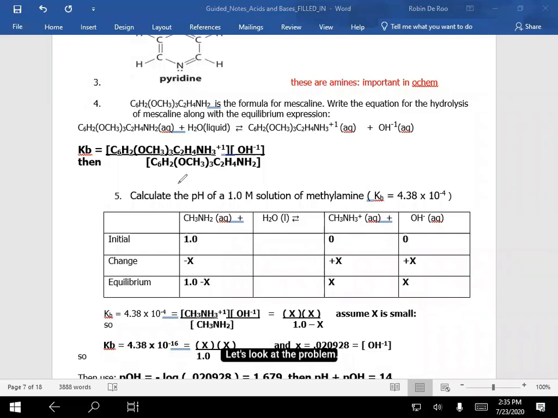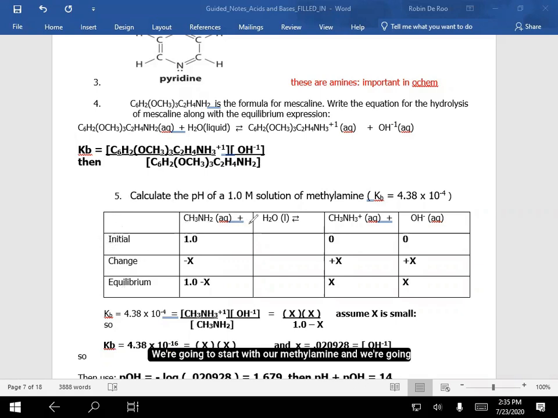Okay, let's look at the problem. We're asked to calculate the pH of 1 molar methylamine. We're given a Kb value. So we're given the Kb because methylamine will act as a base. We need to fill out our ice table.